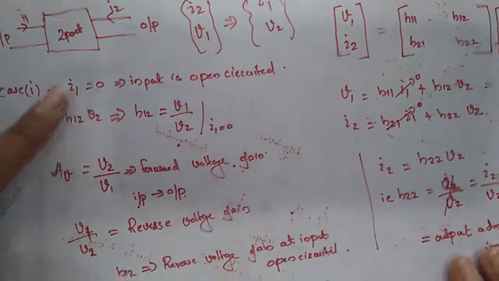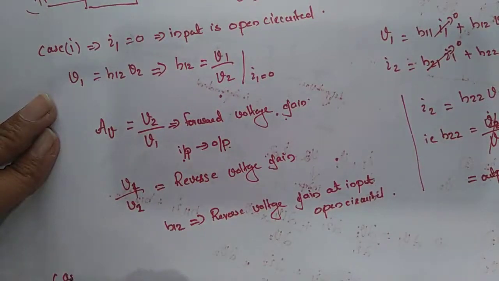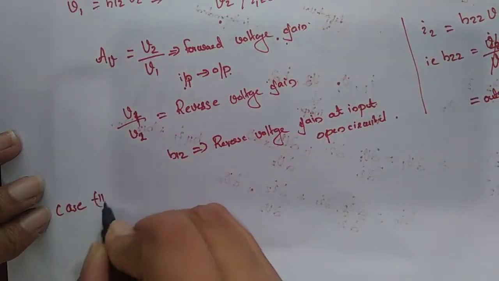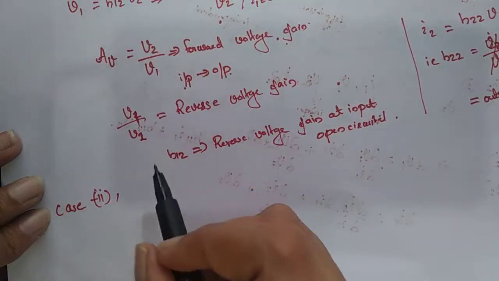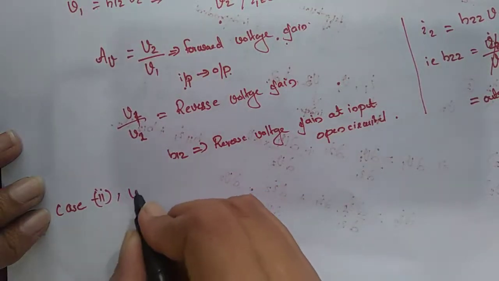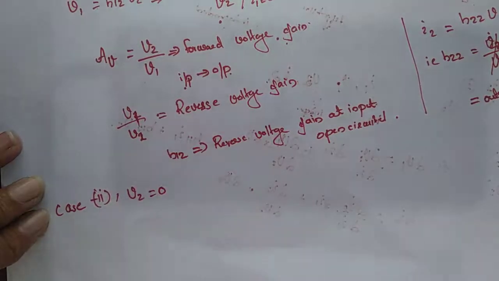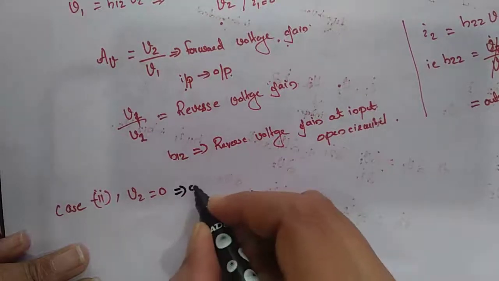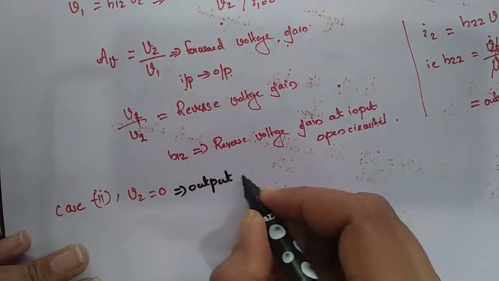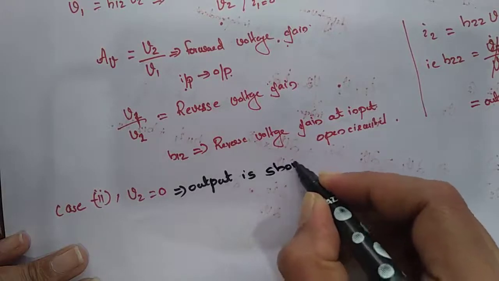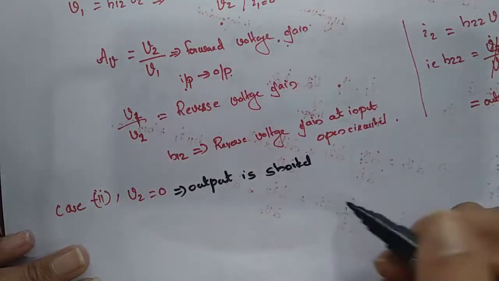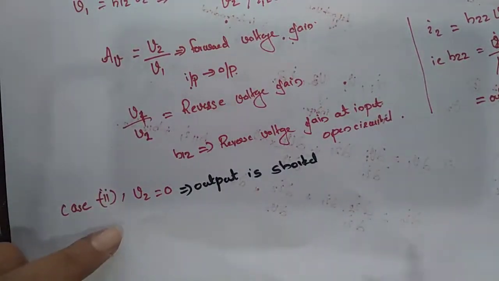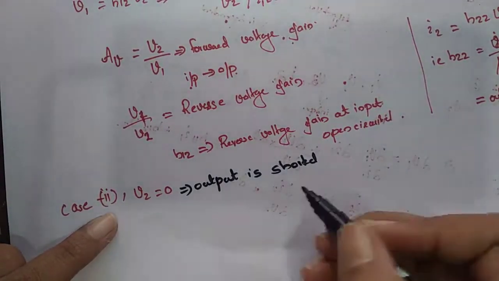In case 1, we made I1 equal to 0. Similarly, for case 2, what will we do? We will make our second parameter, V2, equal to 0. What do you mean by V2 equal to 0? V2 equal to 0 means our output is short circuited, or maximum load, maximum current flow. So what happens when the output is short circuited? V2 is equal to 0.